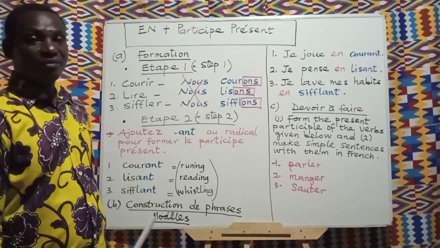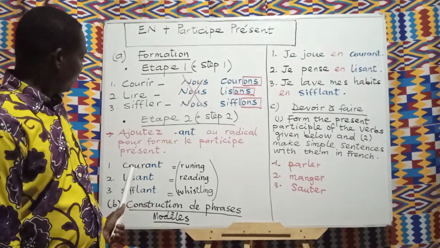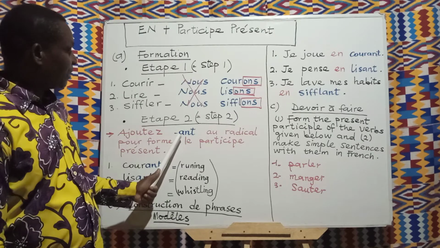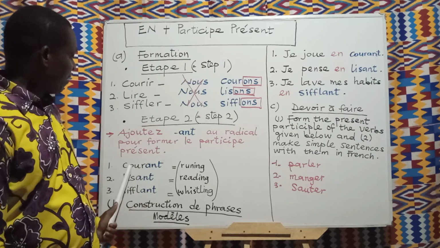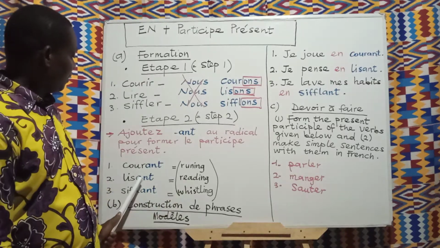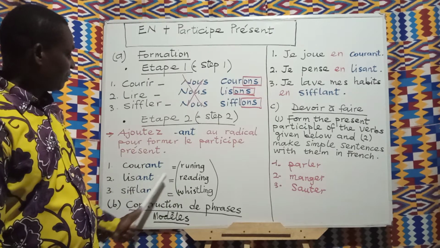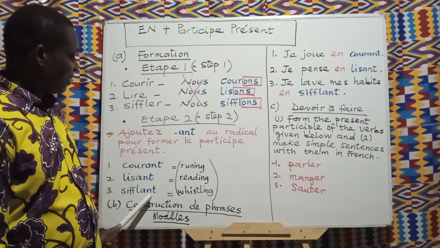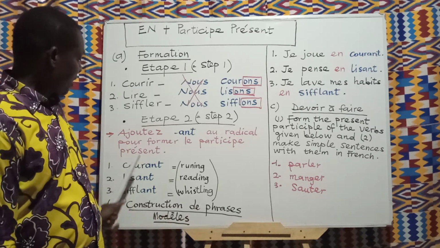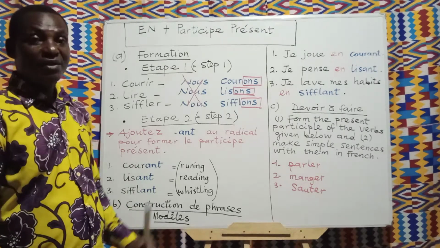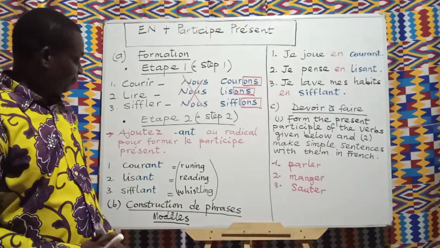So now let's come down here. We have the 3 stems cour, lis, siffl. When we add the ant to it, we have courant, running, lisant, reading, sifflant, whistling. So we have these 3. So now we have nicely come out with 3 present participles in French.